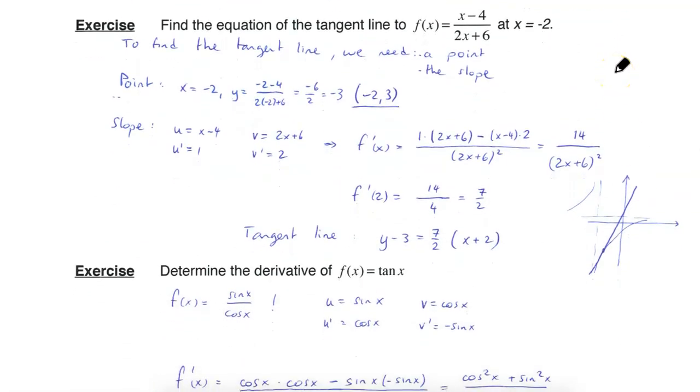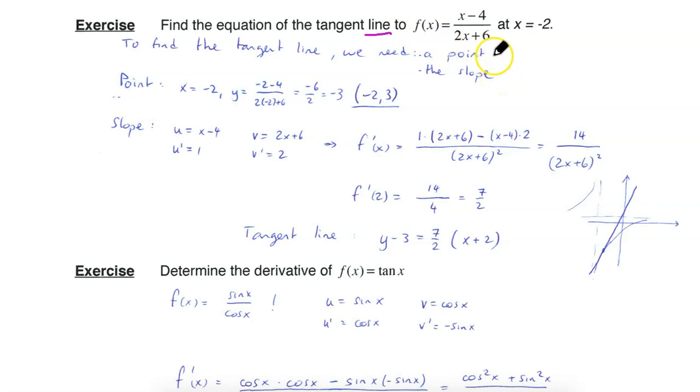So let's put a few things together now that we've studied in the last week. Find the equation of the tangent line to f of x equals x minus 4 over 2x plus 6 at x equals negative 2. The question asks us to find the equation of a line. So to find a line, we need a point and we need the slope. Let's start with the point first.